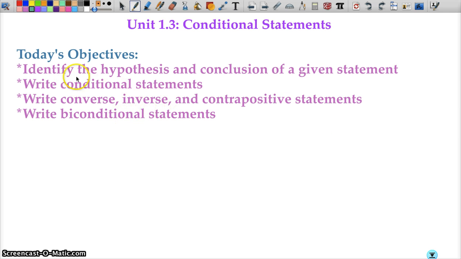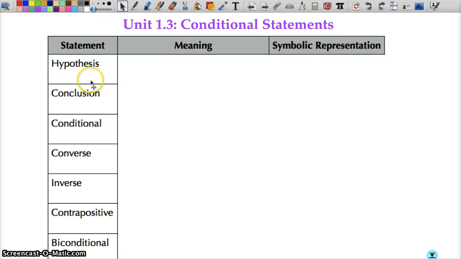So, what we're going to do is start with identifying the hypothesis and conclusion of a given statement. We'll write conditional statements, we'll write converse, inverse, and contrapositive statements, and then we're going to write some biconditional statements. So it's pretty general, pretty easy, but there is a lot of vocab, so let's go ahead and get going so you can get all of it written down. All right, so here's all our vocab words that we need for this lesson.